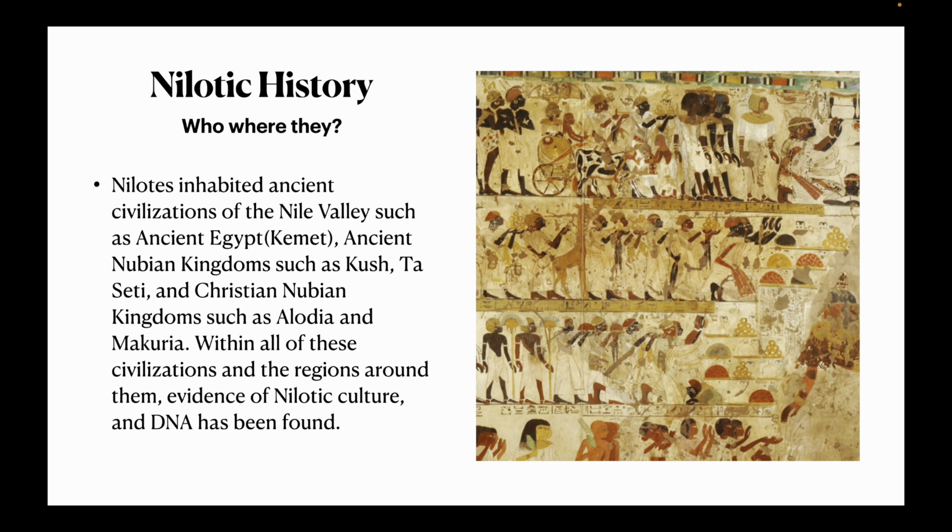So yeah, we're looking at Nilotic history. Who were they? Nilotics inhabited civilizations such as ancient Egypt and ancient Nubian kingdoms such as Kush, and the Christian Nubian kingdoms of Makuria, Alodia, and there was also Nobatia. And with these civilizations, we see a wide range of evidence for Nilotic culture and DNA that has been found.